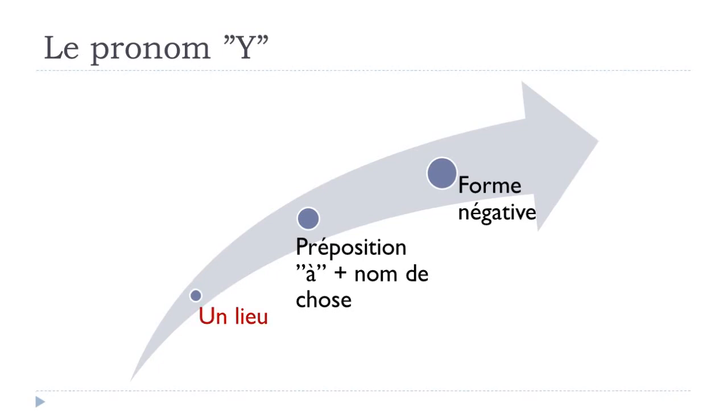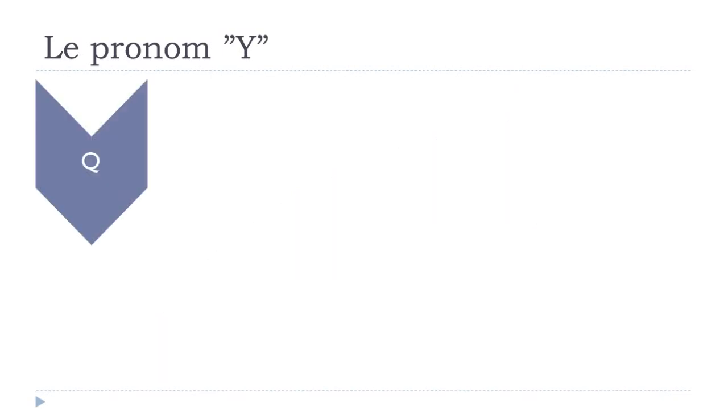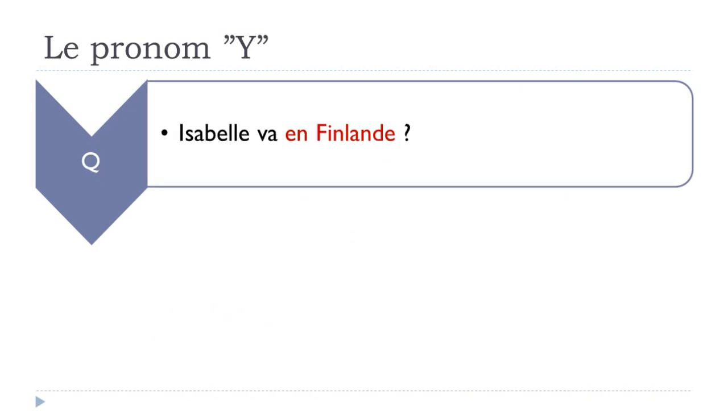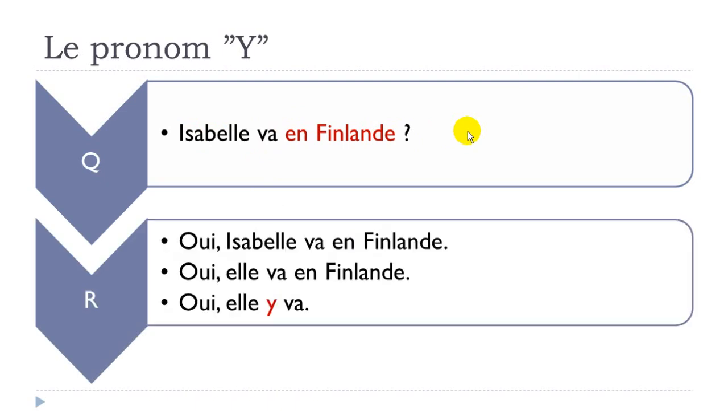So let's see now for a place, un lieu. So let's see a question. Isabelle va en Finlande. So va, remember, it's aller, okay? And then en Finlande, in Finland. Isabelle va en Finlande. So of course, you will have many options to answer to this question. The first one would be maybe the more logical. Oui, Isabelle va en Finlande. So you just take all the elements that you had in the question and then you answer with that.